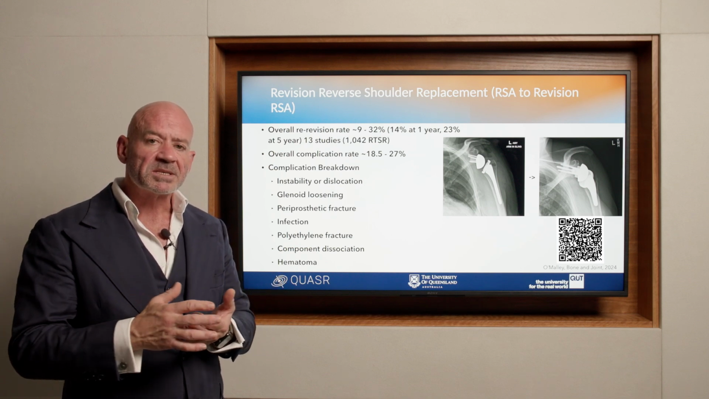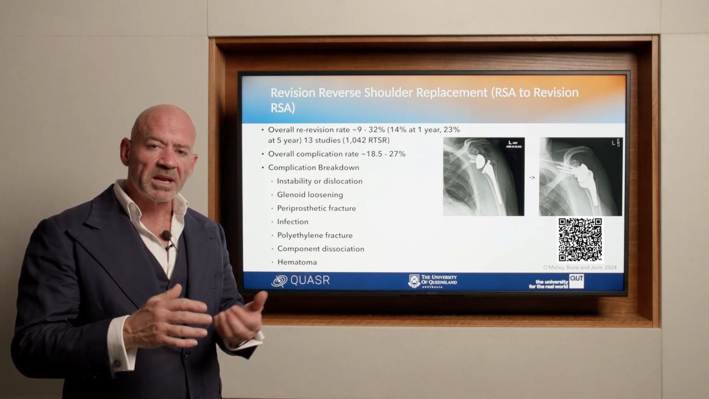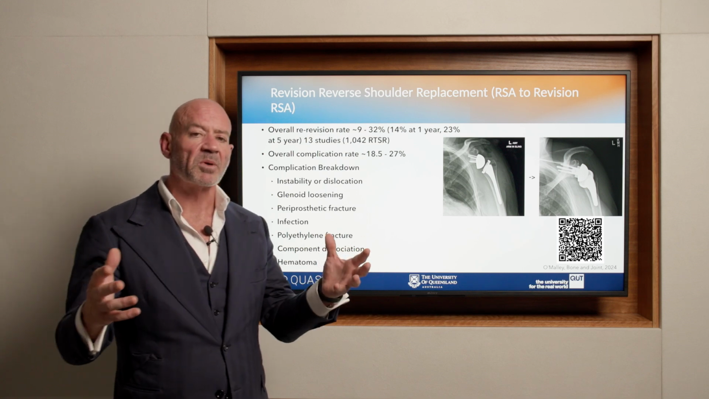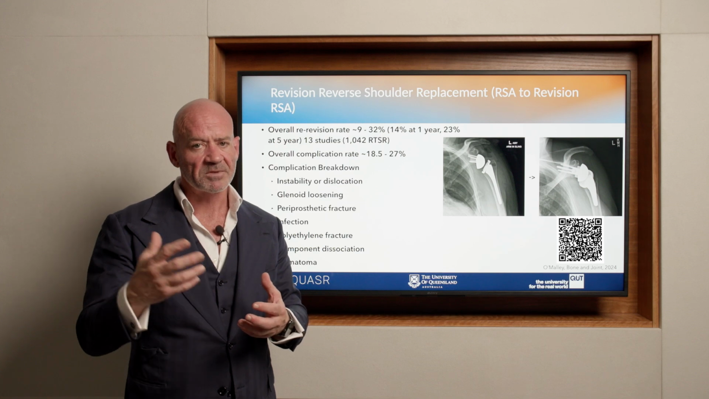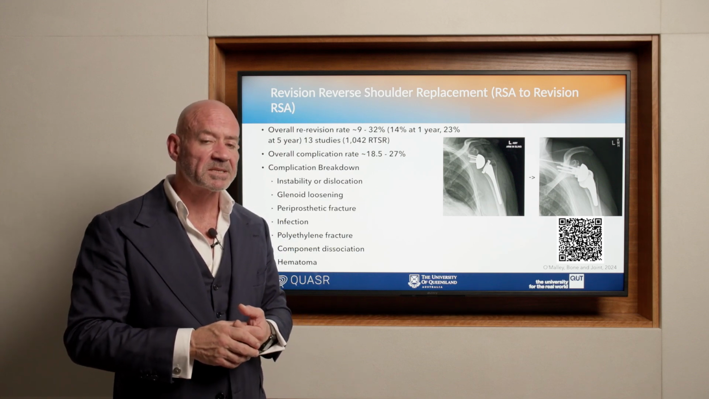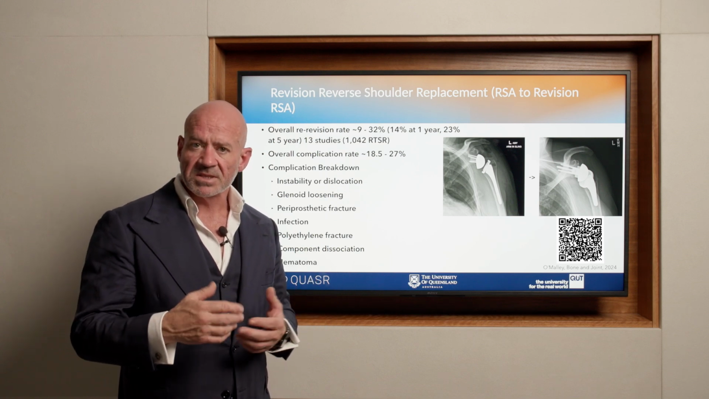When I talk to patients, what I talk to them about is the risk of infection. It is higher than in a primary situation. The risk for a primary shoulder to become infected after an arthroplasty or replacement is around 1% or less. In the revision situation, it's certainly higher than that.